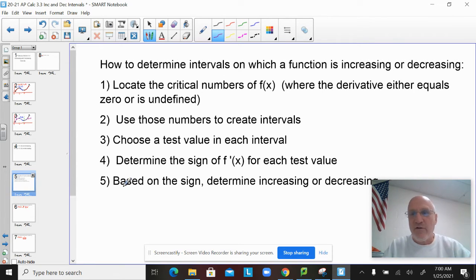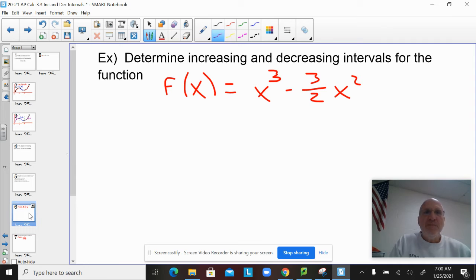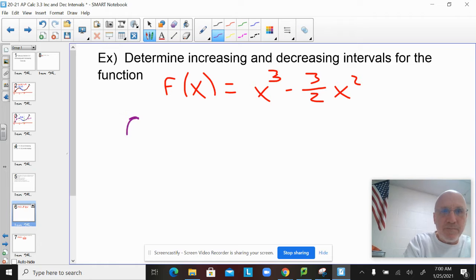All I have left here are two examples where the task is: here's a function, figure out the intervals on which the function is increasing and on which it is decreasing. All right, here we go. First one: determine the increasing and decreasing intervals for the function f of x equals x cubed minus 3 halves x squared. Step one says find the critical numbers, which is where the derivative either equals 0 or is undefined. So let's find the derivative.